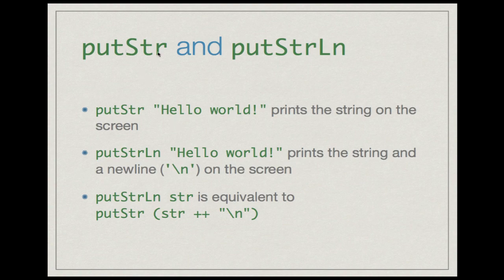Now there is a close variant of putStr, namely putStrLn. You can read it as put string line. putStr "hello world" prints the string on the screen, whereas putStrLn "hello world" prints the string and appends a new line on the screen. So putStrLn str is equivalent to putStr (str ++ "\n"), the new line character.